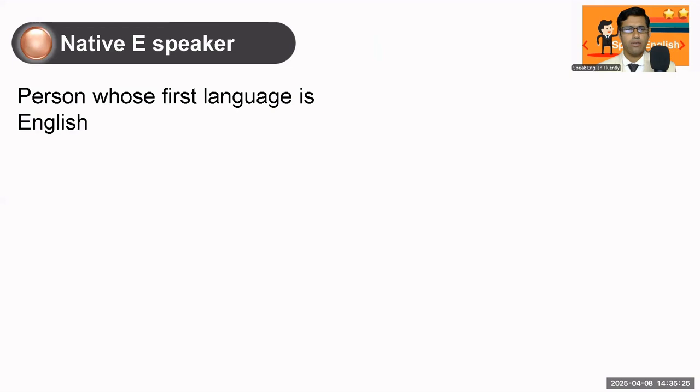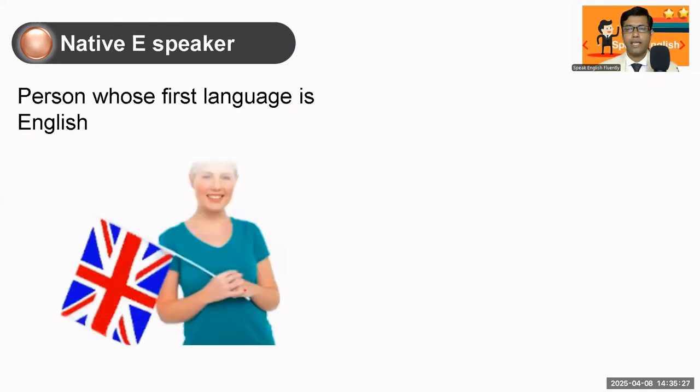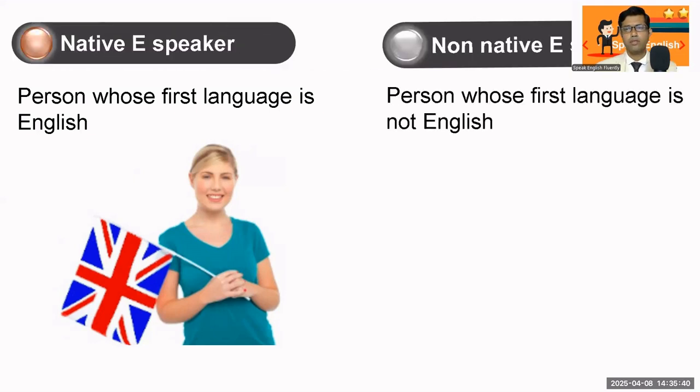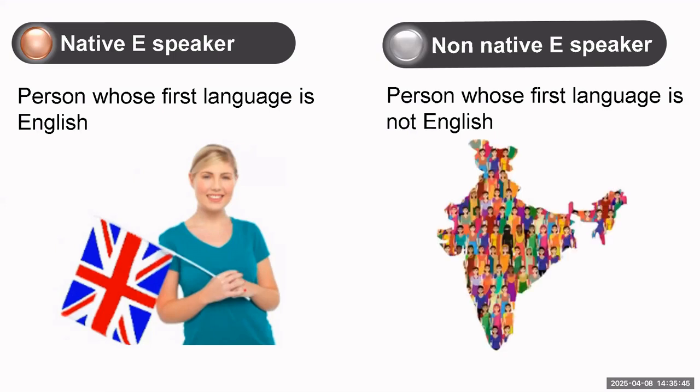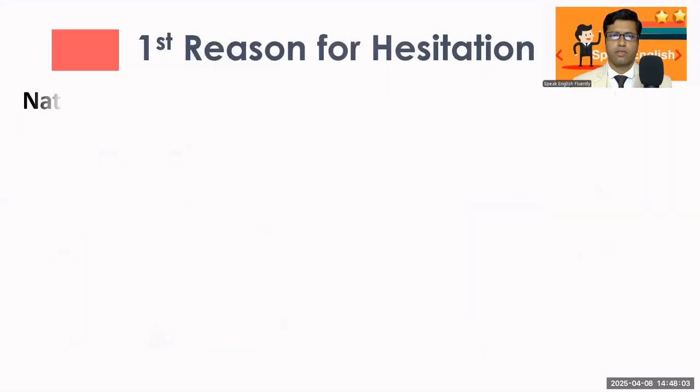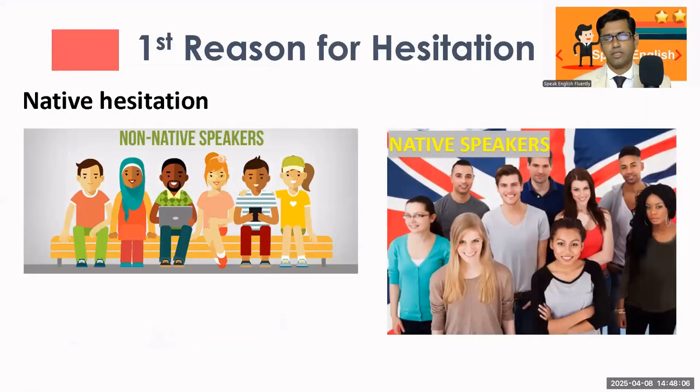A person whose first language is English is called native English speaker. In the sense, all US UK people are native English speakers or just native speakers. And who are non-native English speakers? A person whose first language is not English is called non-native English speaker. In the sense, we all Indians are non-native English speakers or just non-native speakers. So the first reason for hesitation is native hesitation, and it is faced by non-native speakers and native speakers both.